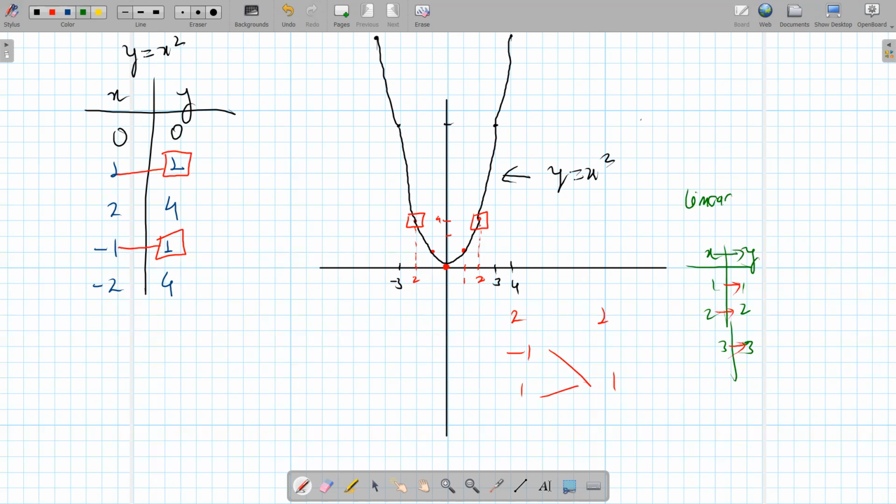The name for this one is a quadratic function. X power 1 is called a linear function. X power 2 is called a quadratic function. And this U shape, this arc, is called a parabola. Hey, good so far? It's something new, right? It's interesting. It's not that difficult, but it's something new. There you go. That's what it looks like.